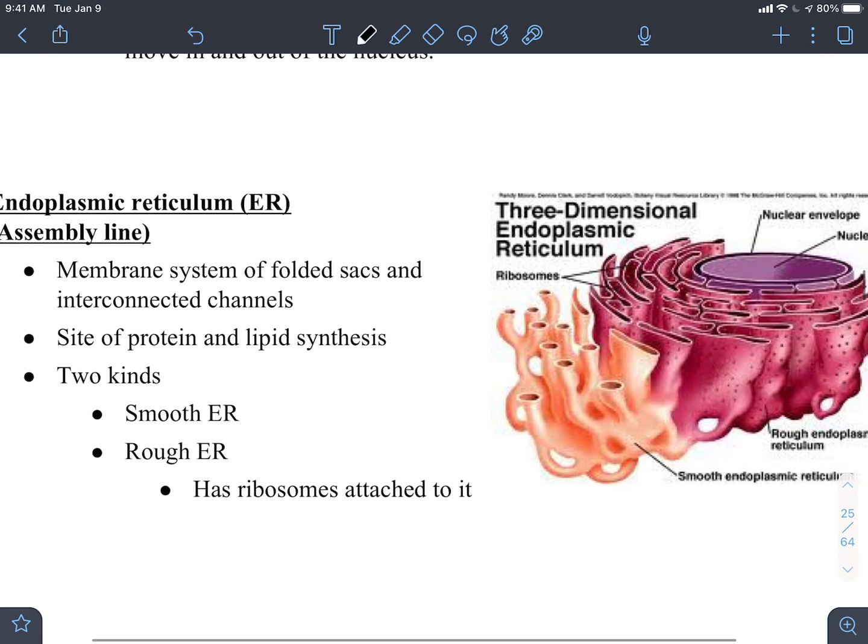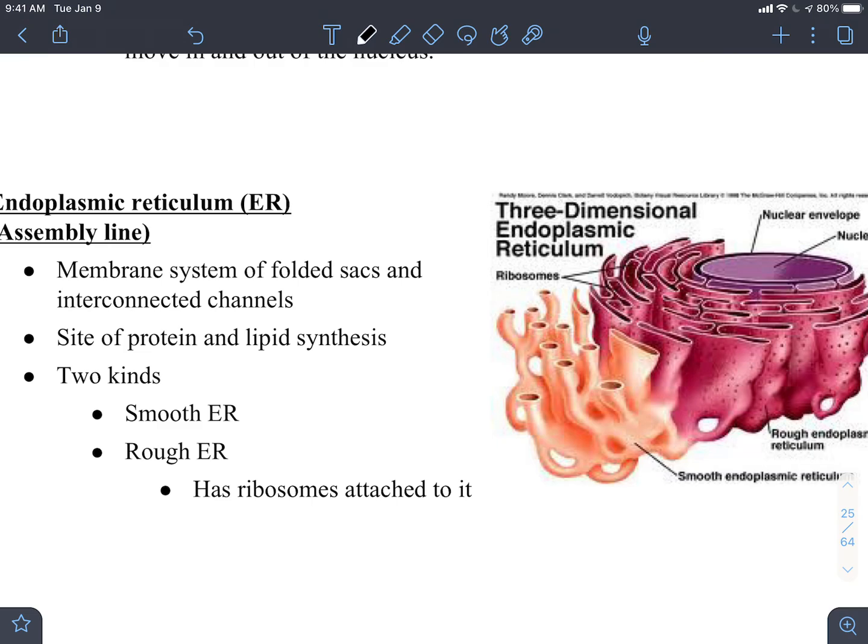So here's the endoplasmic reticulum. It has two pieces. It has a rough endoplasmic reticulum and a smooth one. It is a membrane of folded sacs, and they're all in a system together, and it's the site where protein and lipids are formed in the cell. We are really focused on proteins in this class. We're not going to talk about lipids at all, really.